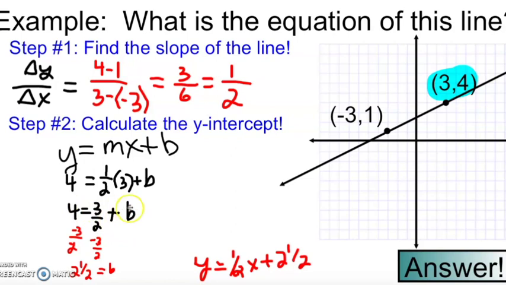I need to figure out what b is, so I'm going to subtract 3/2 from both sides. I'm going to subtract 3/2 from the right side, and I'm going to subtract 3/2 from the left side. So 3/2 and the 3/2 here, this is going to cancel and leave me with just b. And if I take 4 minus 3/2, that's going to leave me with 2.5, because 4 minus 1.5 is 2.5. So my equation then becomes y equals 1/2 x plus 2.5.